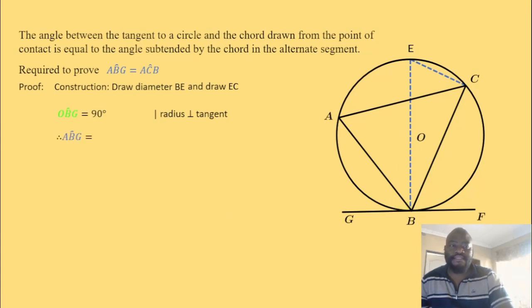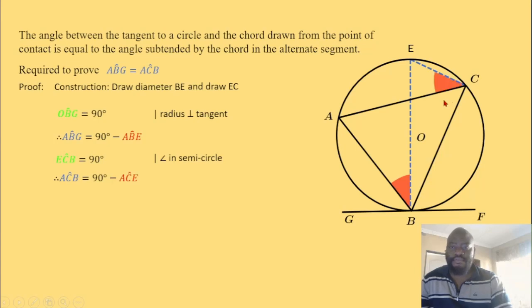Then this means that our angle, the blue angle that we are supposed to prove, is equal to 90 minus this red angle here, ABE. Okay, then we go to this triangle here, we say ECB is also 90, it's angle in the semicircle. Then we see that this ACB here would be 90 minus this angle here. Okay, now we just need to show that these two red angles are equal.